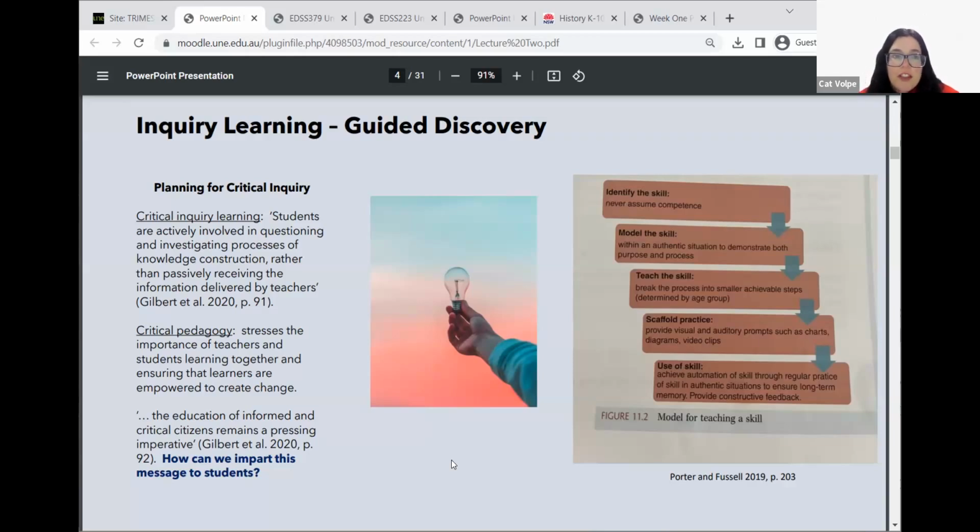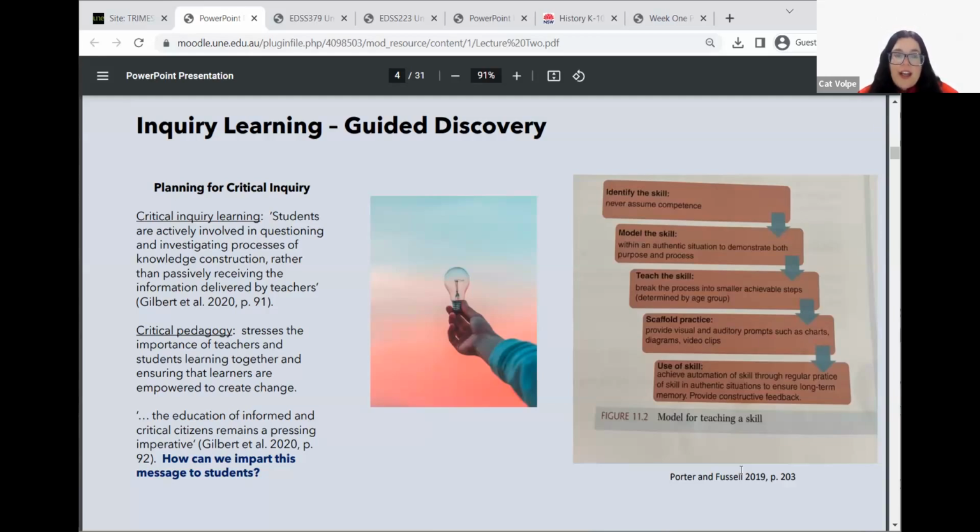Now, pay particular attention as well in the lecture to this model here, which is also in the Porter and Fussell reading for this week. This is what I really want to focus on, this model, what this looks like in the classroom. What does this look like for early stage 1 students? What does this look like for a year 6 class?